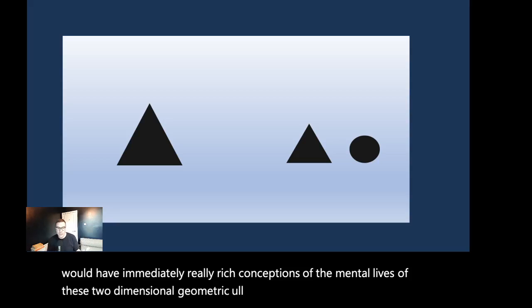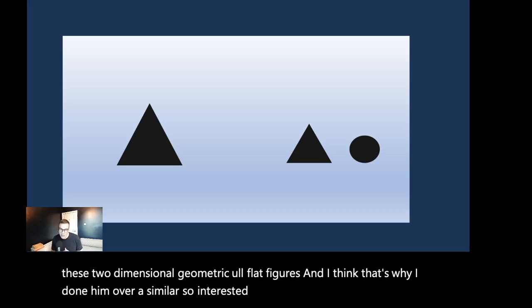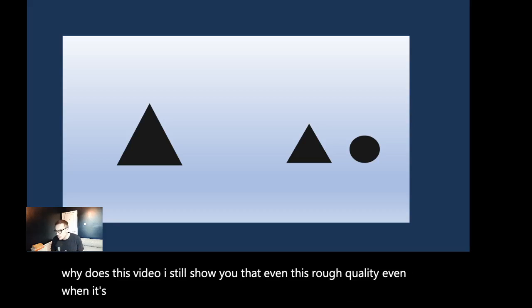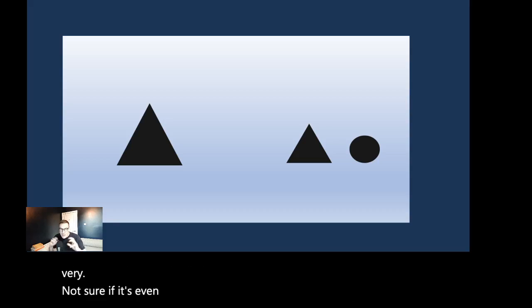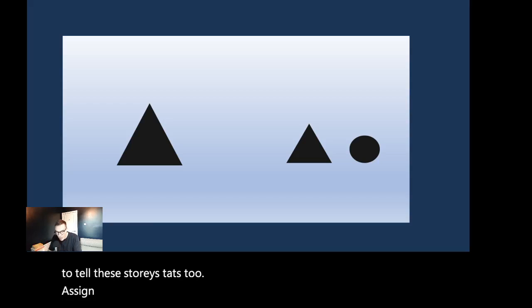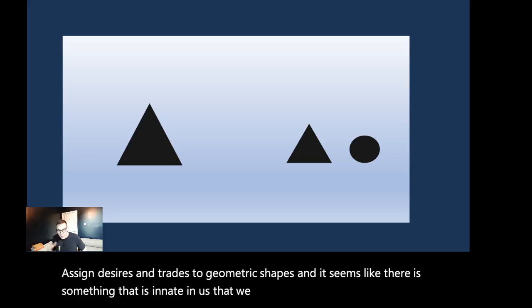And I think that's why Heider and Simmel were so interested in that, and why this is a video I still show you, that even in this rough quality, even in this, I'm not sure if it's even an animation, our minds immediately start to tell these stories, start to assign desires and traits to geometric shapes. And it seems like there is something innate in us that we can't help but do, that we constantly try to explain things that happen around us.